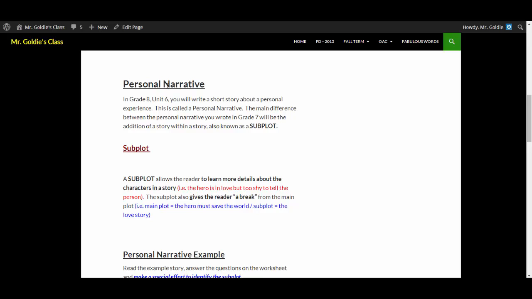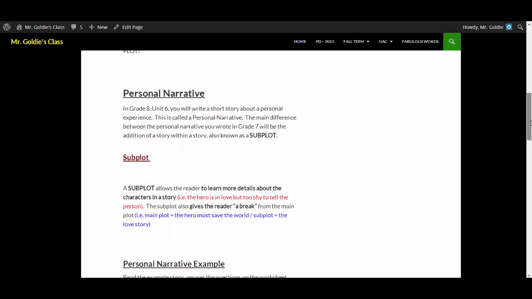Alright, so last time I told you we were going to look at the personal narrative text pattern. I was going to explain more about that. Basically, for this unit, you have to write a short story. In grade 8, unit 6, you will write a short story about a personal experience. This is called a personal narrative. It's when you write a short story about something that happened in your life.